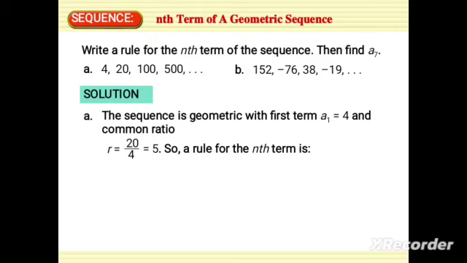Maybe you can just prove if it is common. 100 over 20, that is still 5. 500 over 100, it is 5. So it is a common ratio.